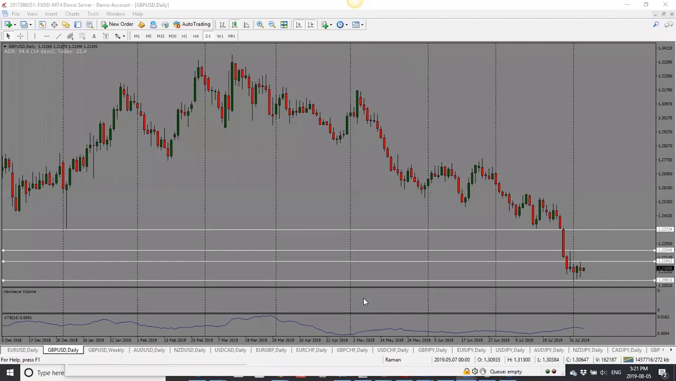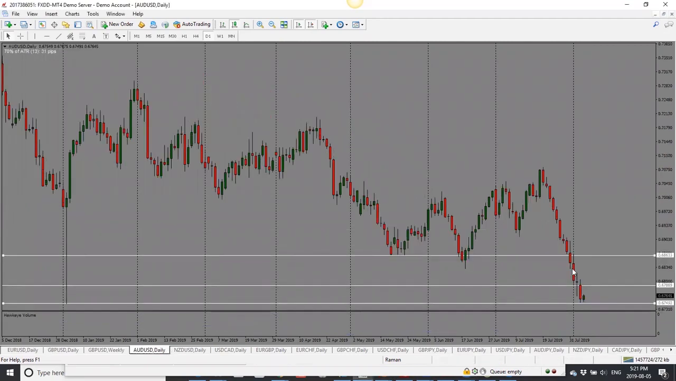So British pound has been impacted by Brexit news. That's why it's not going up like euro is, because it's dovish right now because of the way Brexit is going. All right, so next one here, Aussie dollar.